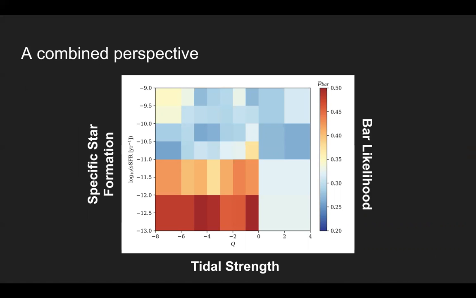So on the y-axis, we have star formation. On the x-axis, we're looking at tidal strength, and it's colored by bar likelihood. So the red regions are much more likely to have a bar than the bluer regions. Now, what stands out to us when we initially look at this plot?